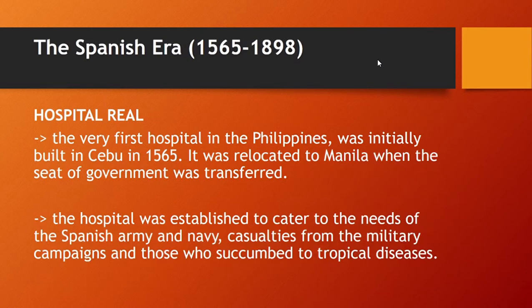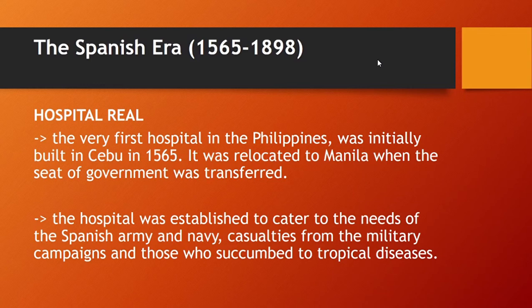During this Spanish era also, there was a hospital built, the Hospital Real, or the Real de Hospitales. The very first hospital in the Philippines was the Hospital Real. It was initially built in Cebu in 1565. It was relocated to Manila when the seat of government was transferred from Cebu to Manila. The hospital was established to cater to the needs of the Spanish Army and Navy. Spanish Army and Navy only.